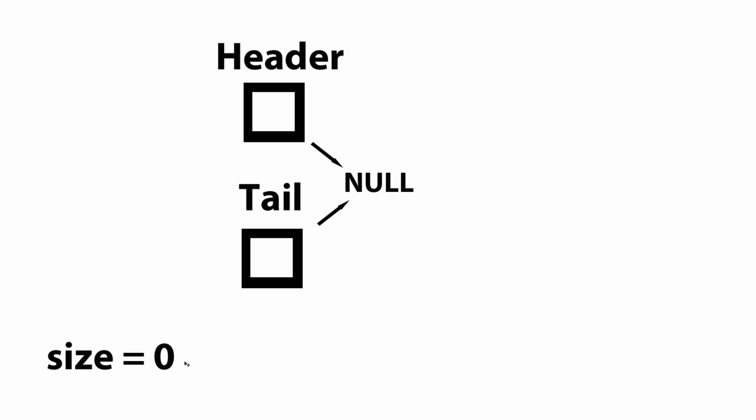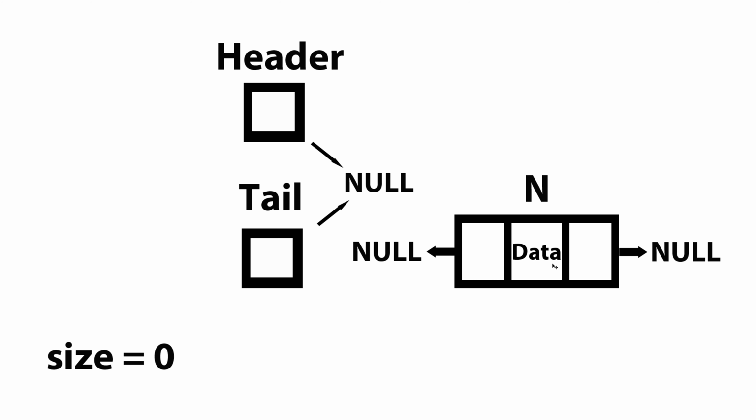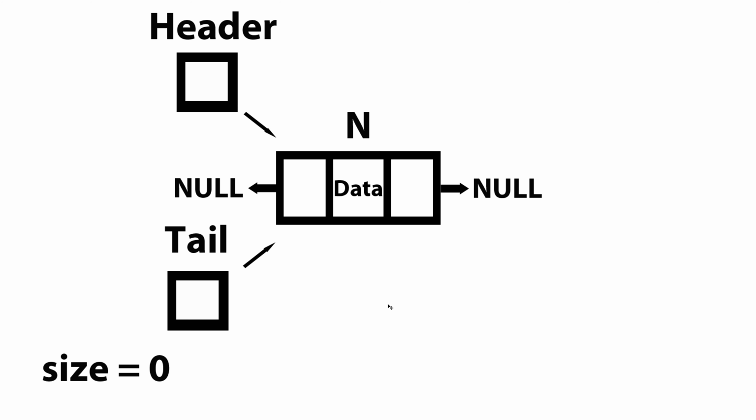Now that we tested that, the first step is to create the node that we want to prepend. For now, I'm just going to call it n. From here, all we need to do is set header to point to n and tail to point to n, because n is the only node within our doubly linked list. And the last step is to increment the size. So that sums it up if we have an empty list.